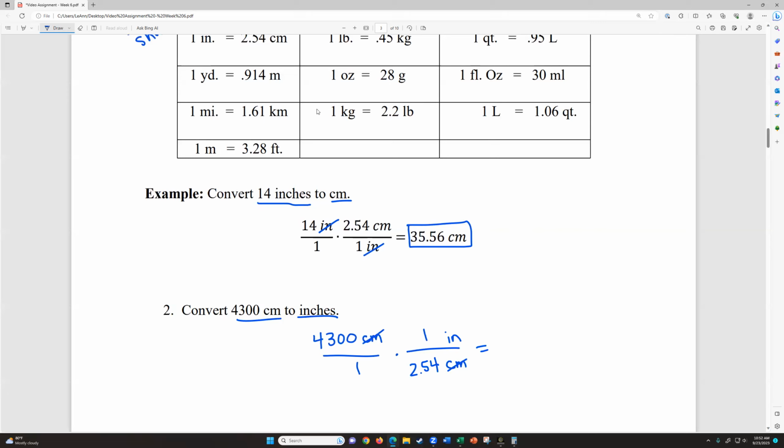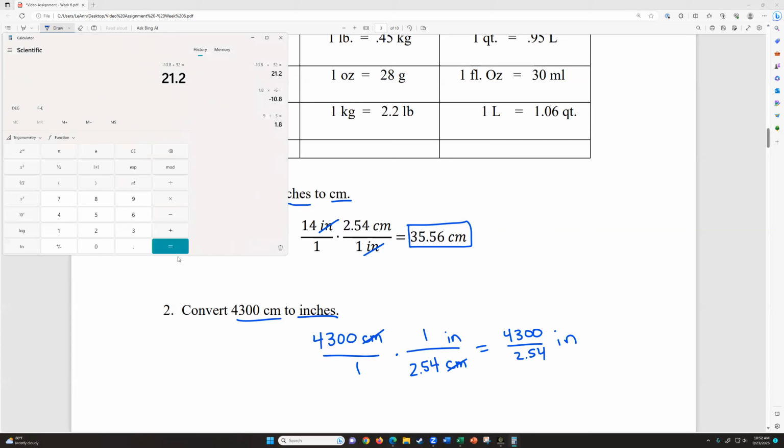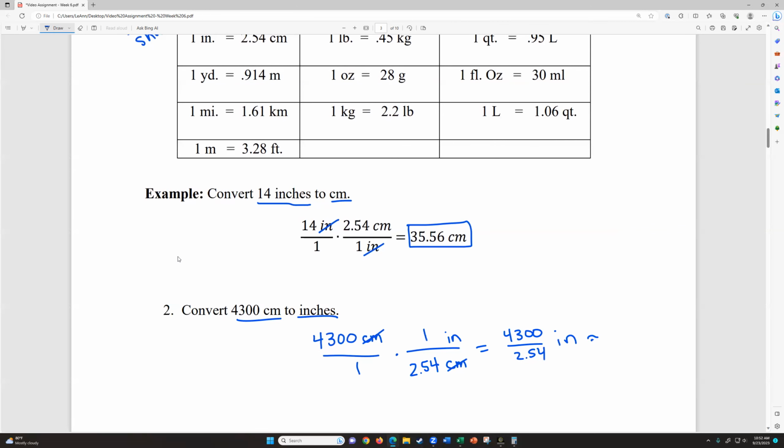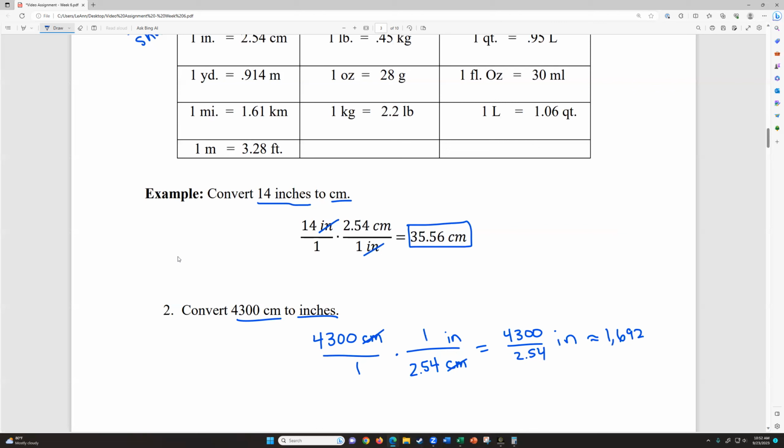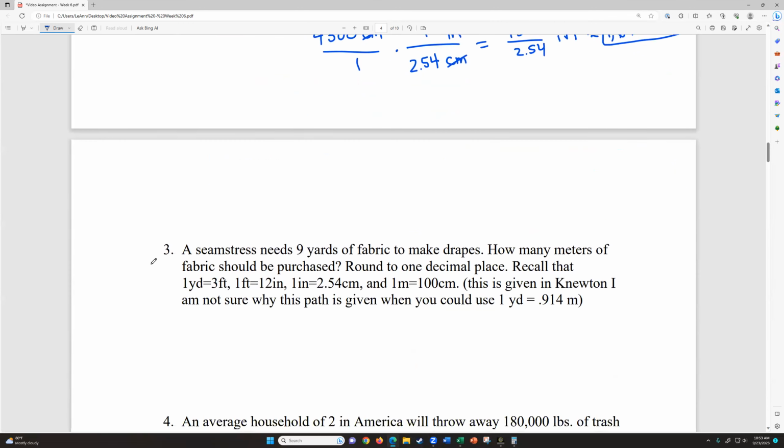So on this one, we are actually getting 4,300 over 2.54 because we're multiplying both of those by 1. And we would divide that on our calculator. So 4,300 divided by 2.54, and we're going to round this to 1 decimal place for this one. They didn't give us that in the directions. So 1,692.9 inches, so about 1,693 inches.